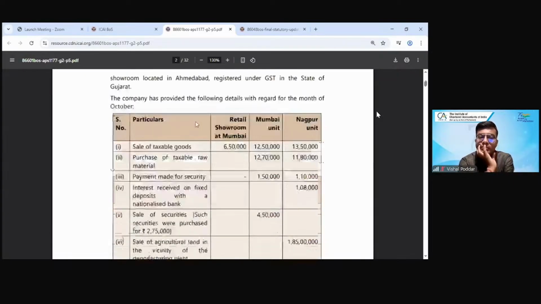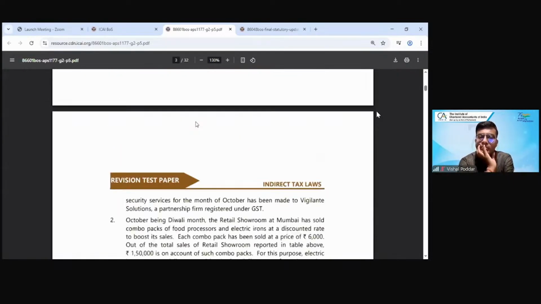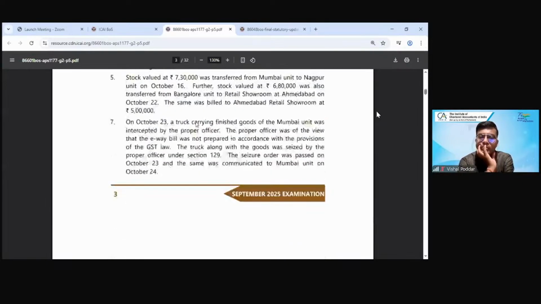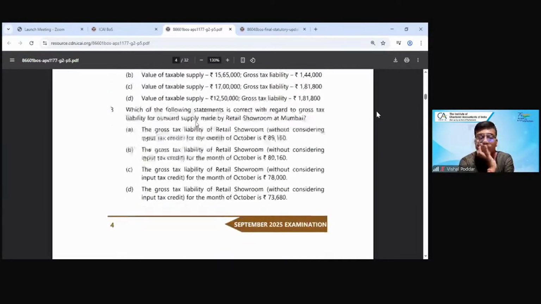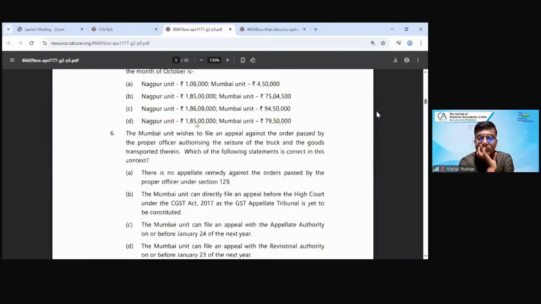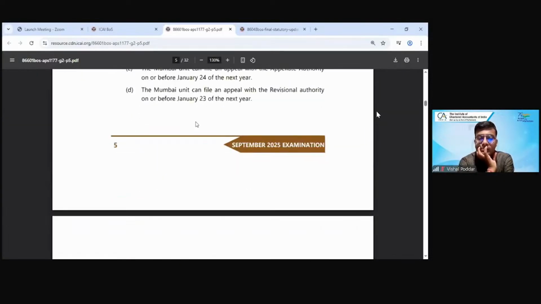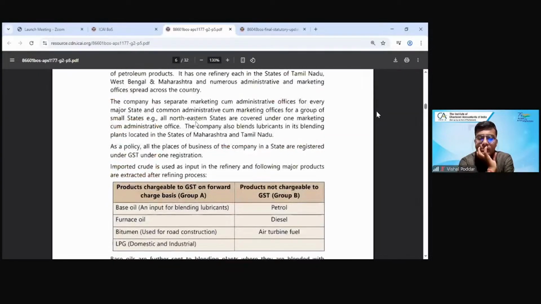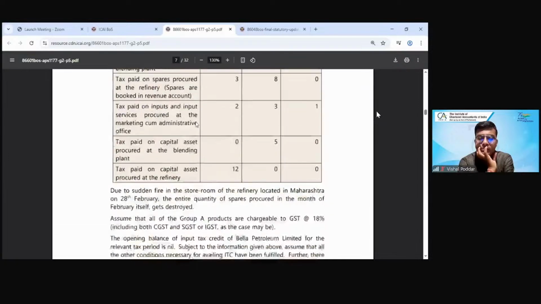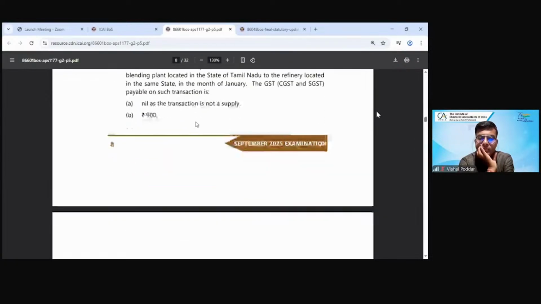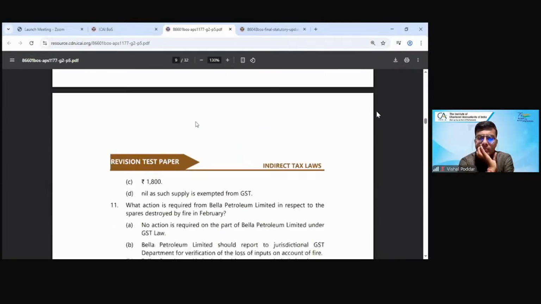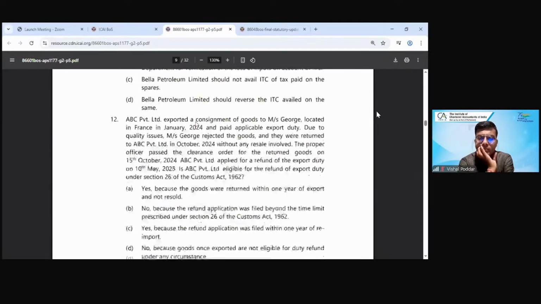First of all, we have a case scenario based on which we have 6 questions, and that will help you in the MCQ portion or case scenario based questions which come in the examination. So 6 questions are there based on the first scenario. Then we have case scenario 2, based on which 5 questions have been asked. I request all of you to attempt these questions once you complete your syllabus, because that will help you in brushing up your concepts.